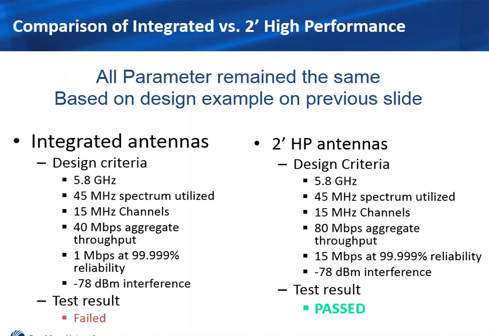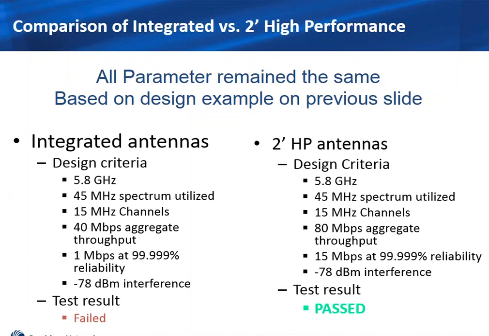So we actually did a comparison, because I talked about antennas earlier a little bit, using proper antennas. Integrated antennas on a specific link, they're using 45 megahertz of spectrum, 15 megahertz channels. They need 40 megabits of aggregate throughput, but the reliability at 5.9s was relatively low at 1 megabit, and a lot of it had to do with a negative 78 noise floor.